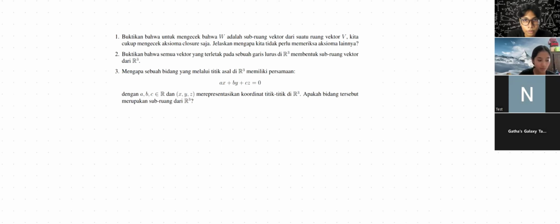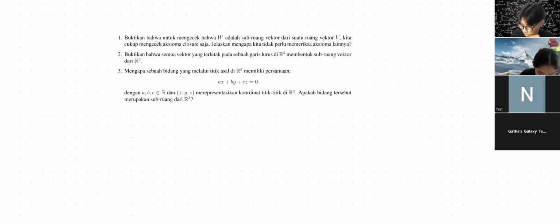To prove this, we need to make sure of 3 things. I'm going to write this down here. The first one is that W is not a null set. The second is that if u and v are in W, then W needs to be closed under addition.